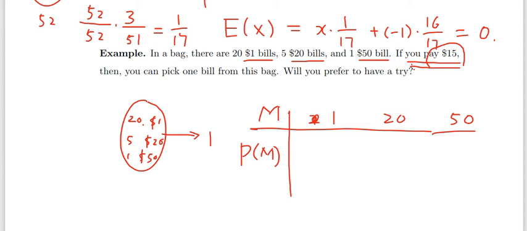Also the probability for each thing to happen. For $1, the chance is 20 over 26, since we have 20 $1 bills. Totally, we have 26 bills: 20 plus 5 plus 1. If you get a $20 bill, the probability is 5 over 26, and here is 1 over 26. Among 26 bills, only one is a $50 bill.